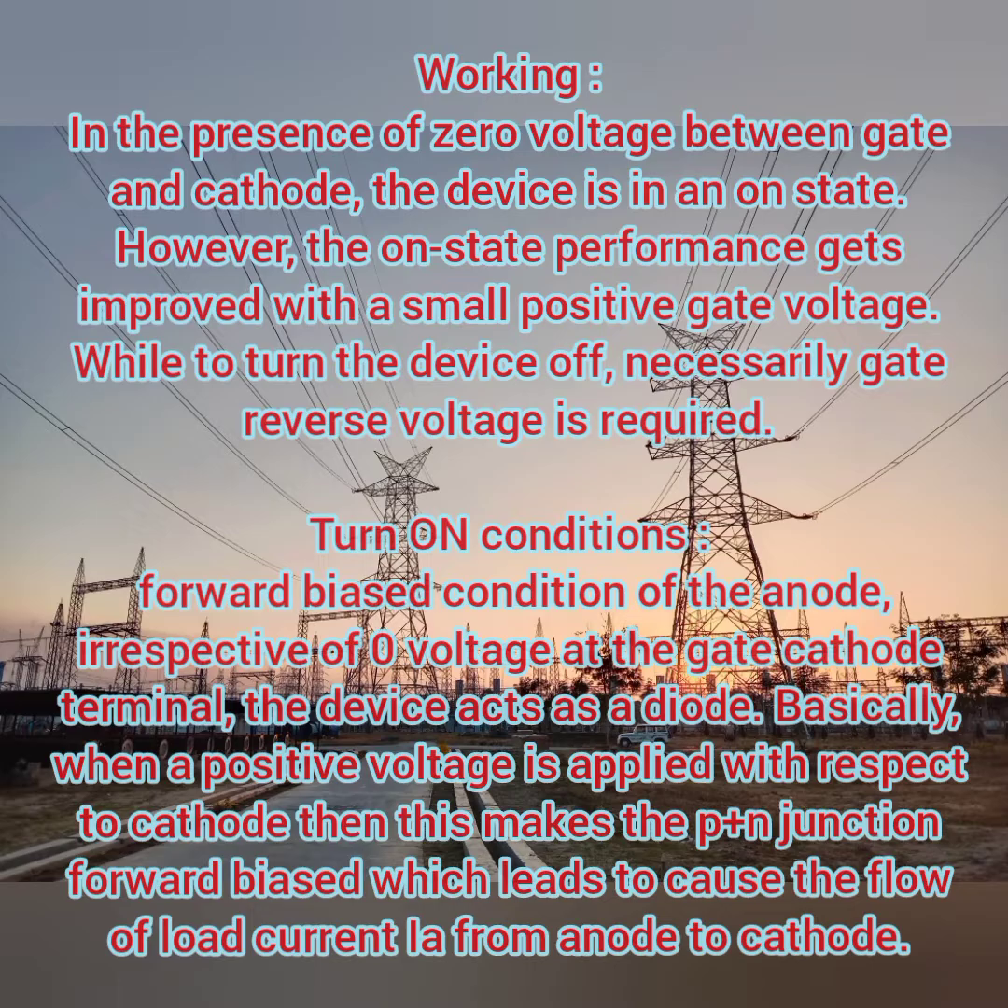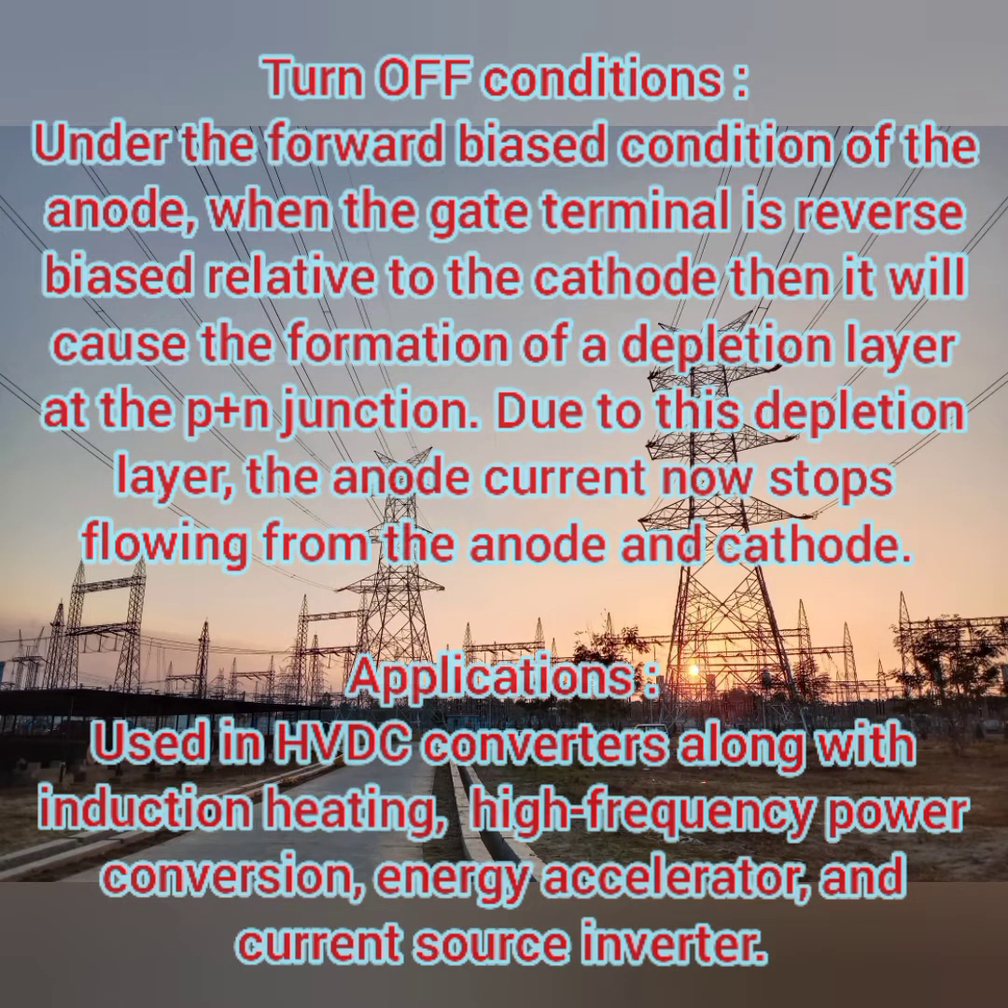Then coming to the turn off conditions. Under a forward biased condition of your anode, when the gate terminal is reverse biased relative to the cathode, then it will cause a formation of a depletion layer on your p-n junctions. Then due to this depletion layer, the anode current now stops flowing from anode to cathode. So in this way the turn off will occur.